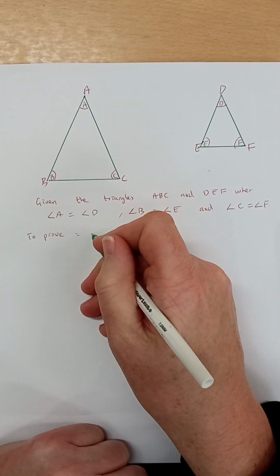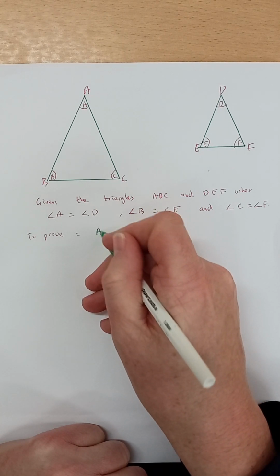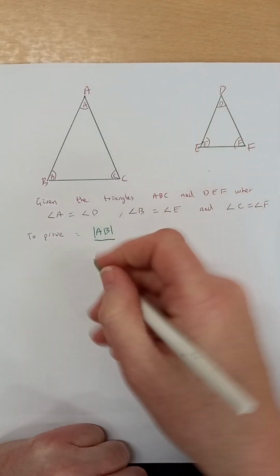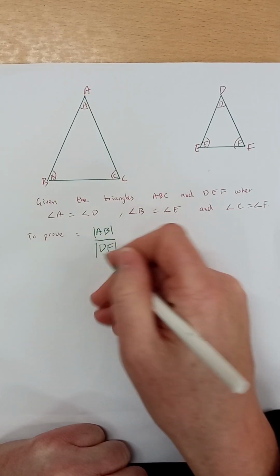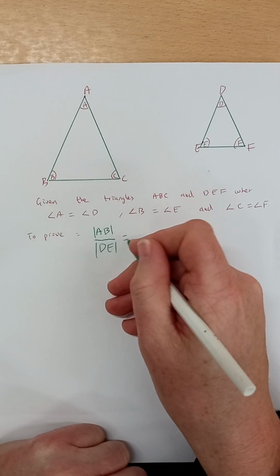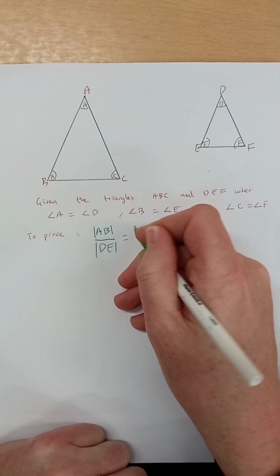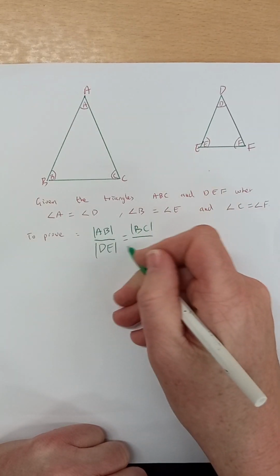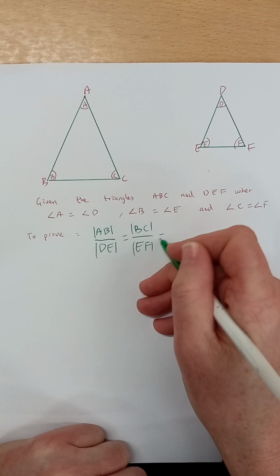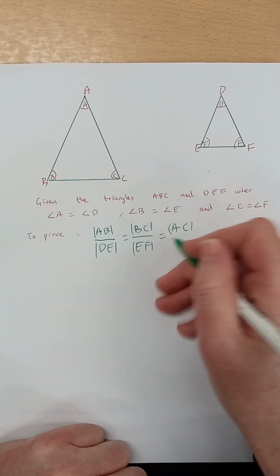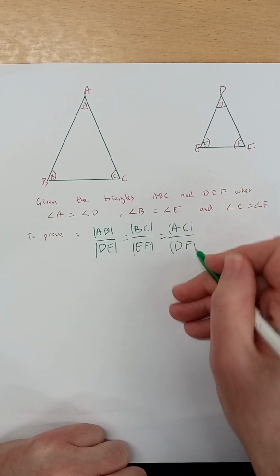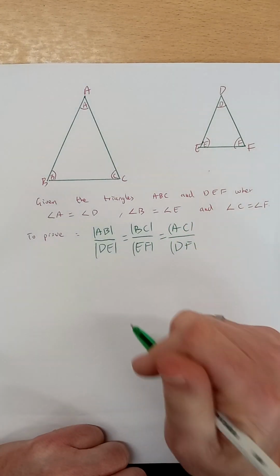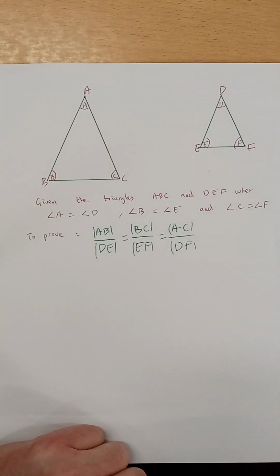Okay, and what we want to prove very simply is that if I take the length of AB and I divide it by the length of DE, whatever number that is should be the same as if I take any other corresponding side's length and divide it by the corresponding side. So in other words, the ratios of the sides are the same, corresponding sides are the same. So you're thinking to yourself, how the hell am I going to prove that? Okay, well listen, it's very easy.